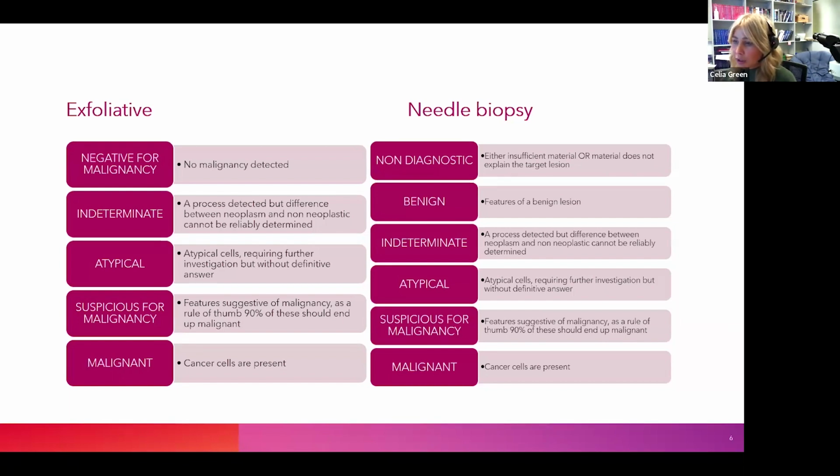And then suspicious for malignancy. This is a category that's not very often used, and as a rule of thumb, 90% of these should end up being malignant at least. They should have a very high upgrade rate for malignancy. And then finally, we can say malignant, cancer cells are present. So this is very different to a needle biopsy setting where the first category is non-diagnostic. This tells you that you haven't been able to adequately explain the lesion, or you don't have enough material.